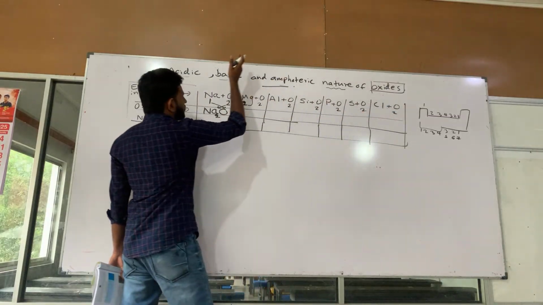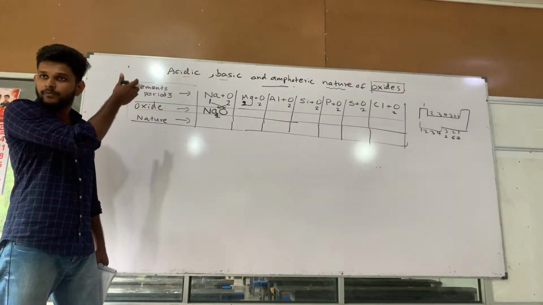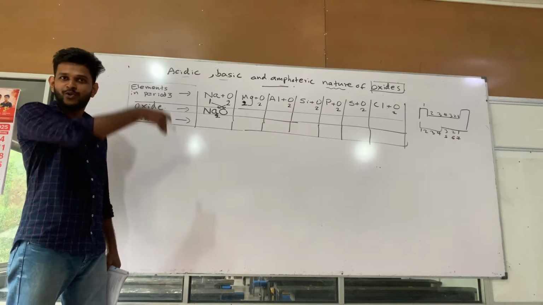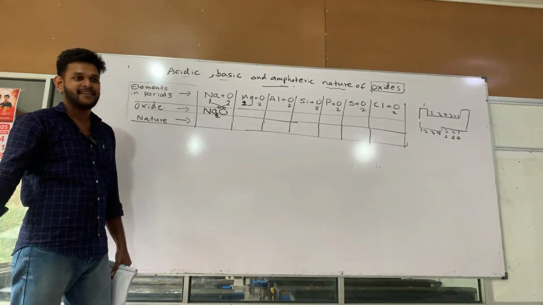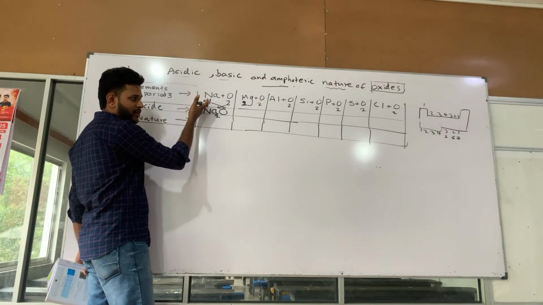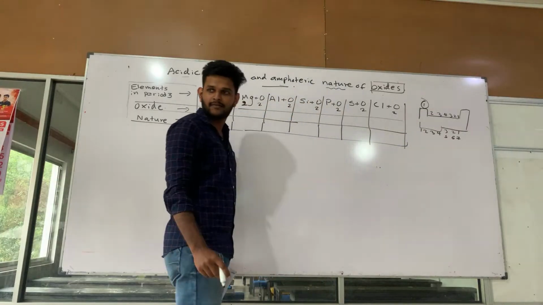So sodium is in the first group. Group, you remember group. I have told you, no, groups fall down. So likewise, in the first group, sodium is there. Sodium is in the first group. That's why the valency of sodium is 1.